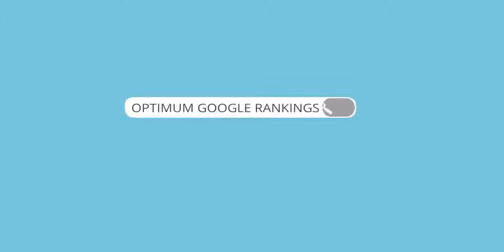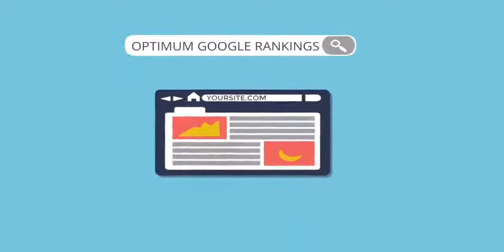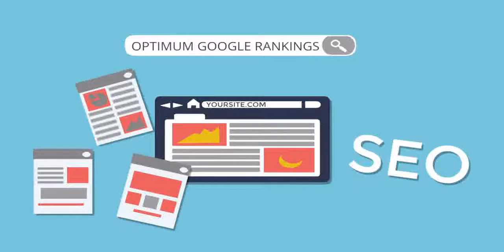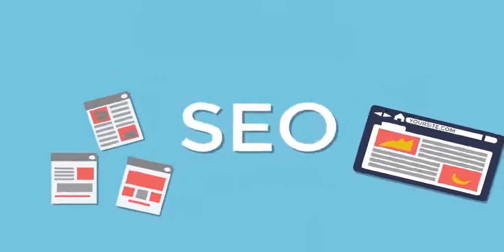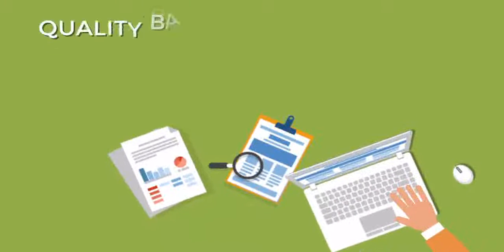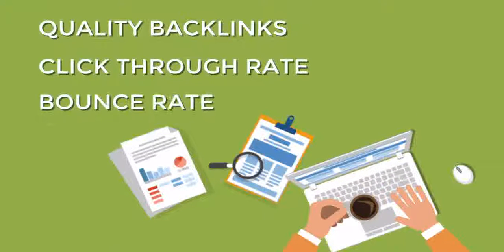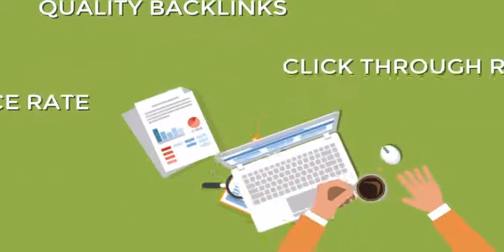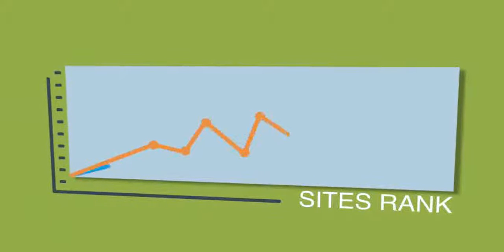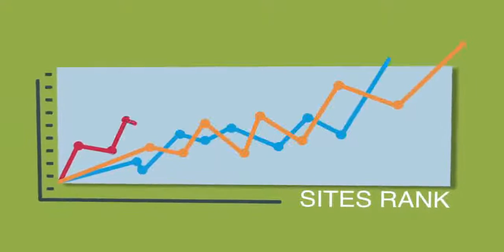Optimum Google rankings today. You need more than just a great website, original content, and proper on-site SEO. Although on-site SEO is crucial, industry experts agree that today's top ranking factors are quality backlinks, click-through rate, and bounce rate. But to influence these traffic and engagement metrics and increase your site's rank, you need more Google keyword search visits, more total site visits, more page views, longer site visits.